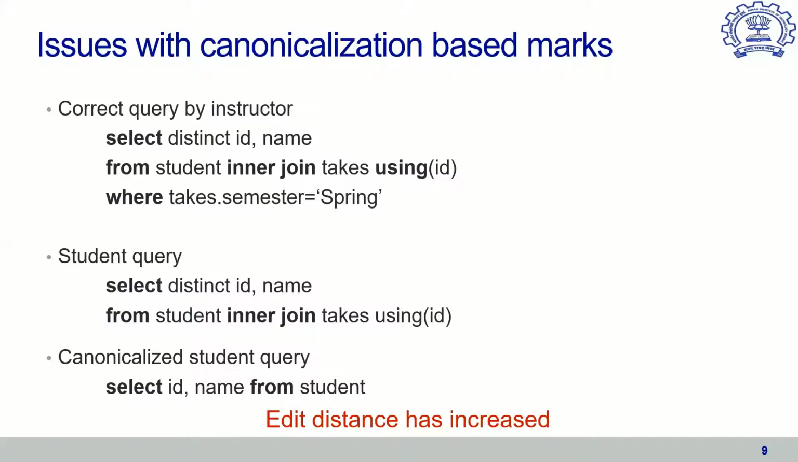What we see here is that after canonicalization, the edit distance between the student query and the correct query has increased, and the marks awarded based on the canonicalized edit distance would not be fair. This can also be seen from the experimental results that we present later. Hence, we do not use canonicalized edit distance to award partial marks.